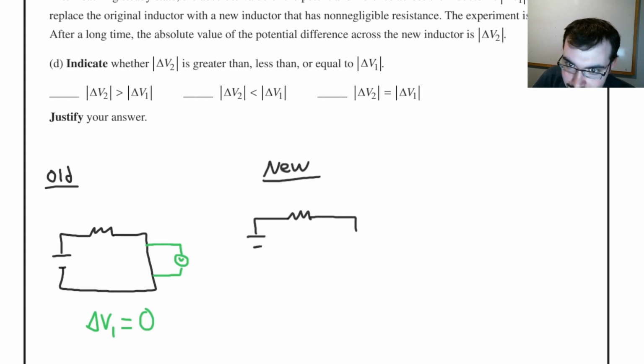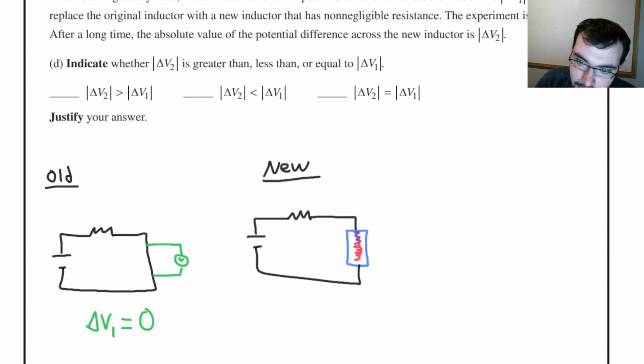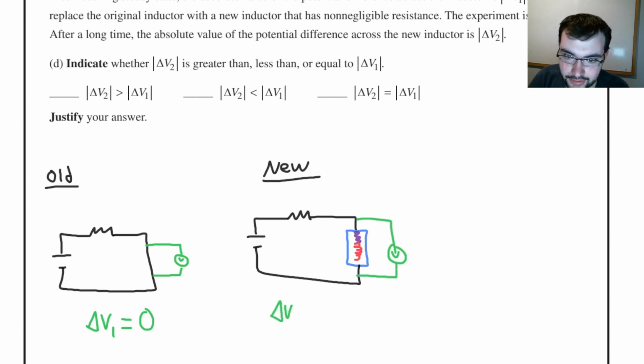So really, the inductor sort of lives in this little box where there's a resistor in it and there's an inductor in it. And what's happening here is that even though the voltage across just the inductor part that we're modeling would be 0, the whole thing here definitely does. So delta V2 is definitely greater than 0.